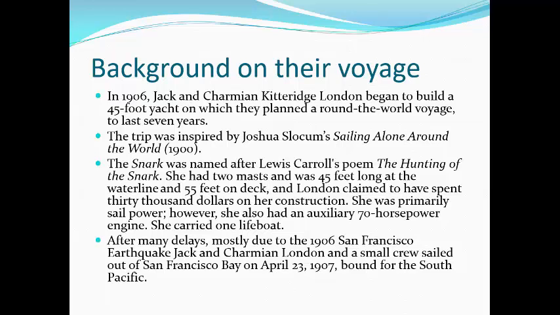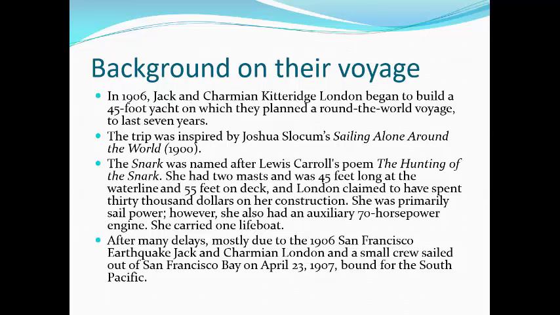So in 1906, Jack and Charmian London began to build a 45-foot yacht on which they planned a round-the-world voyage to last 7 years. The trip was inspired by Joshua Slocum's book, Sailing Alone Around the World, which he published in 1900. And Charmian read this book in 1900, and then she went to the Pan American Fair in Buffalo in 1901 and saw an exhibit where Joshua Slocum was giving lectures and could be seen with his own boat. And she was just completely inspired by it and wanted to travel around the world from that point on. And then when she started dating Jack, they talked about it constantly.